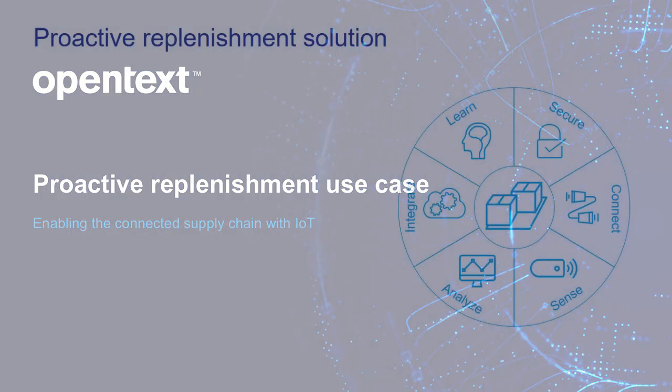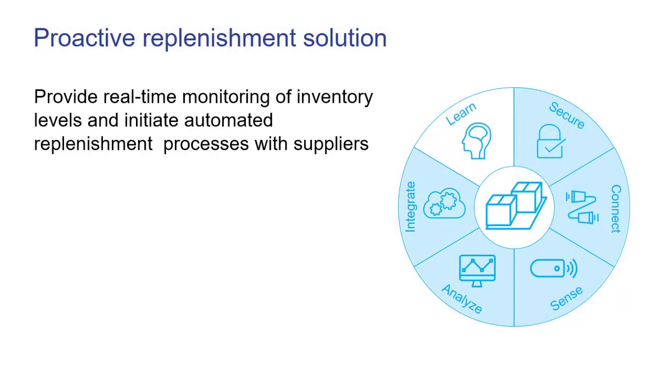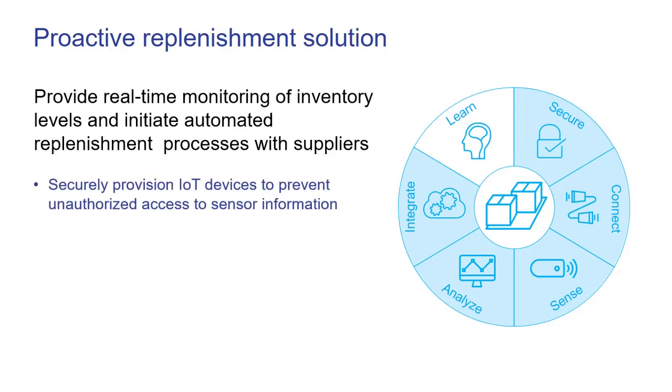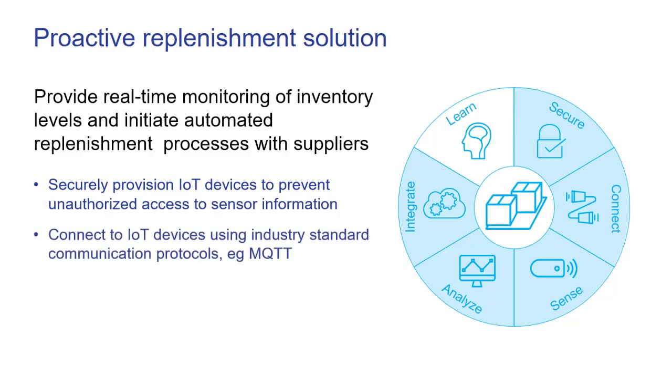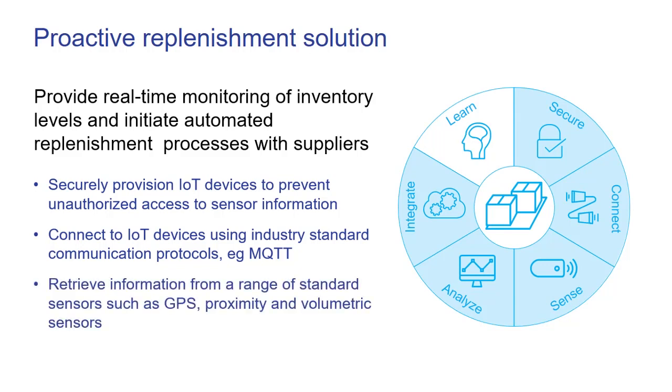To enable the proactive replenishment of goods, our IoT platform has a number of key capabilities. Firstly, it can securely provision connected devices to prevent unauthorized access to sensor information. We can connect IoT devices using industry standard communication protocols such as MQTT. We can retrieve information from a range of standard sensors such as GPS, proximity, and volumetric based sensors.